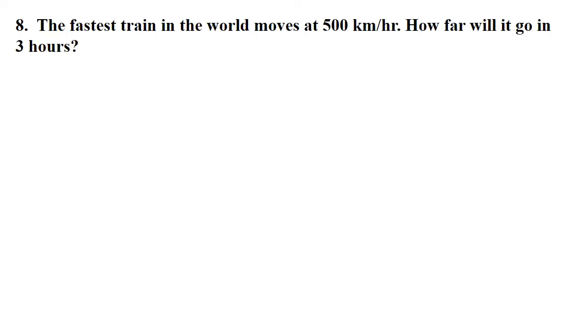In number 8, it says the fastest train in the world moves at 500 kilometers per hour. How far will it go in 3 hours? So far is a measure of distance. And we know from our equations that distance is equal to velocity times time. And remember, velocity and speed are the same thing.